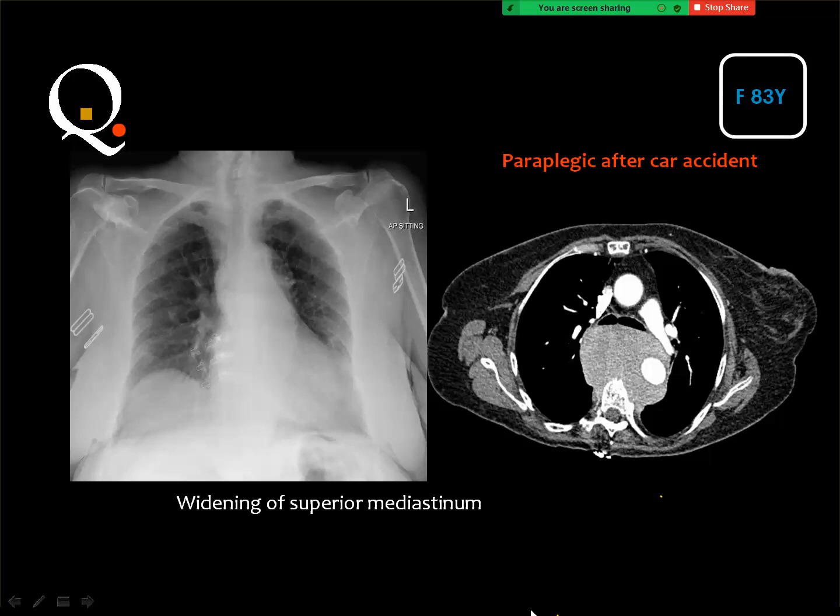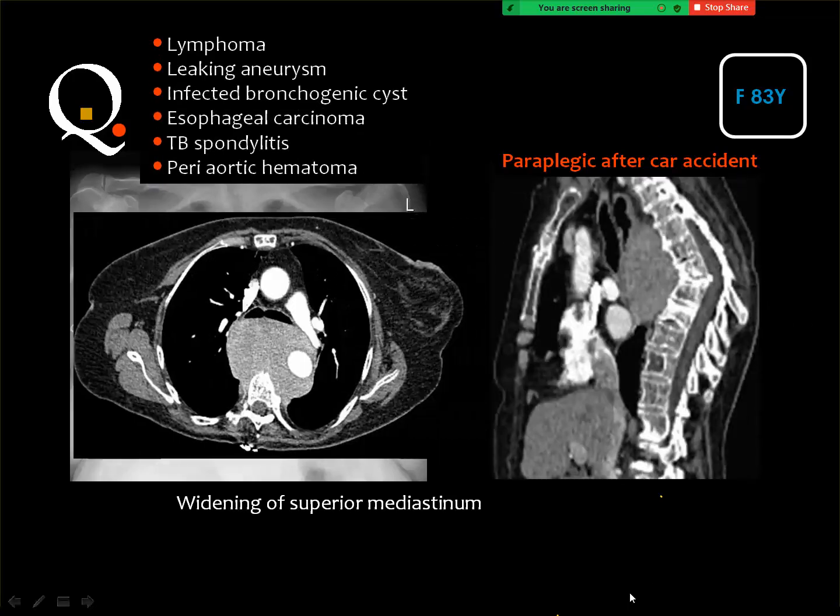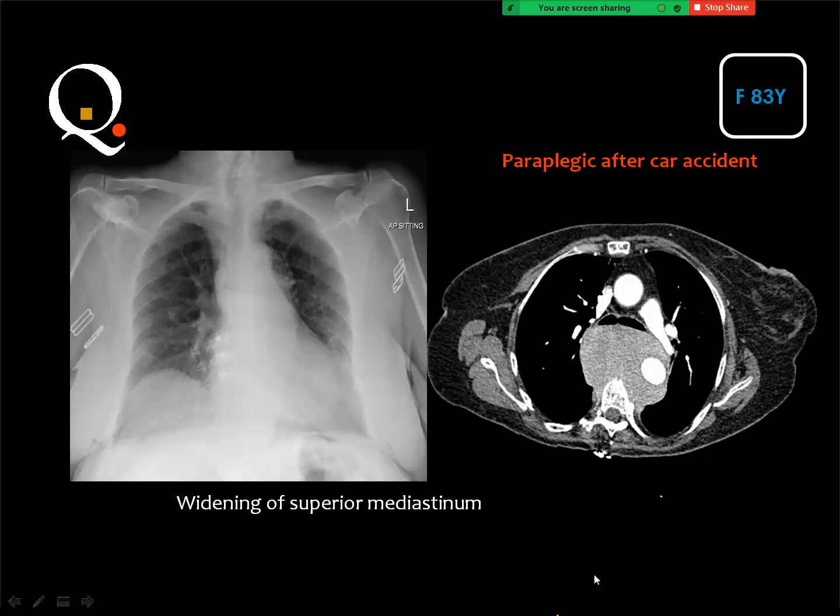This is pulmonary embolism. This patient, 83 years old, became paraplegic after a car accident. This is the chest x-ray and this is the CT scan of her chest. I think we have some of the differential diagnoses, but you should consider the history of trauma. This is very important.